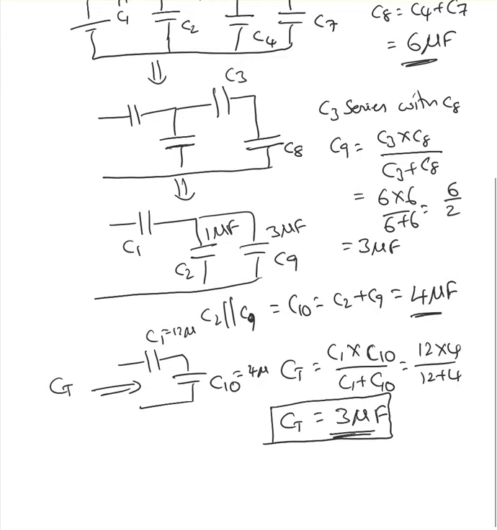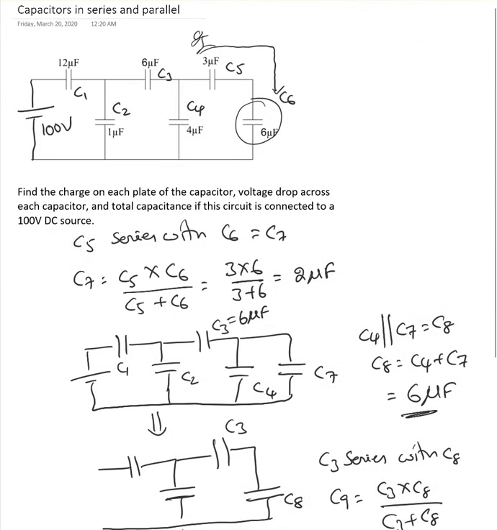Now we'll continue with the same example. So here is the given example. It's a ladder circuit. There are 6 capacitors. He's asking to find the total capacitance, the voltage drop across each capacitor, and the charge on each capacitor.